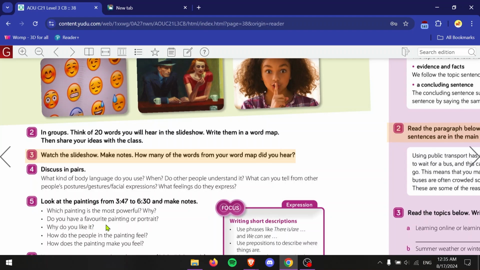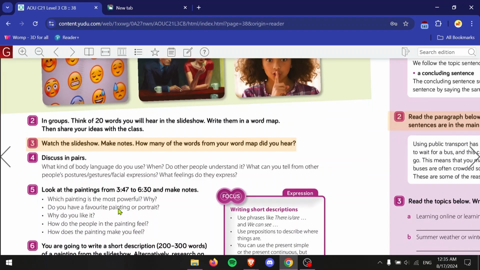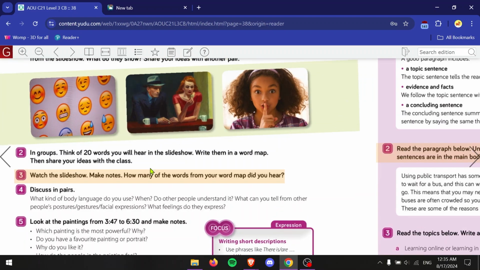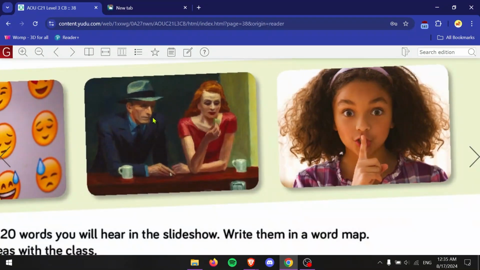Do you have a painting or portrait? It's this one. Why do you like it? Already said that. How do the people in the painting feel? Let's take a look. So it looks like they're together, but at the same time they're lonely. And this is a common misbelief, that if you have people around you, you can't possibly be lonely, when that's not true at all. Being lonely is different from being alone.